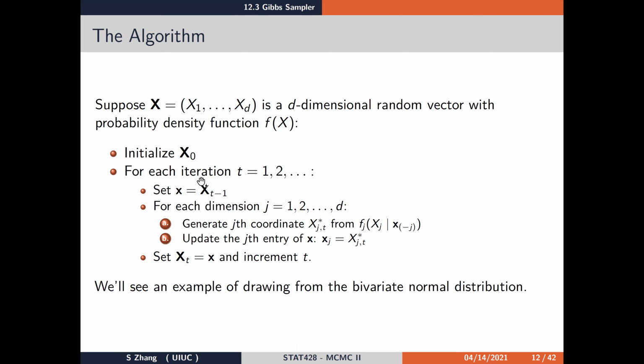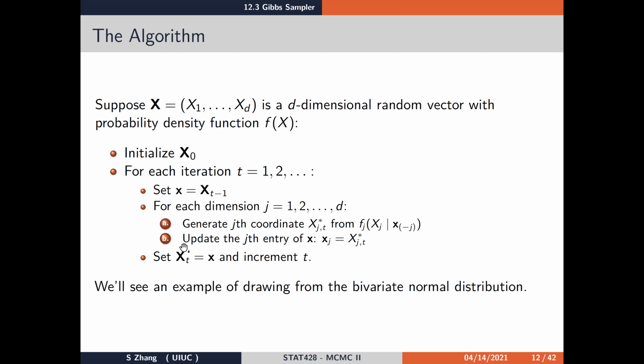For each subsequent iteration t from 1 to some large n, where n is the chain length, we will first set small x to be equal to the last iteration's x. And then for each dimension j from 1 through d, we will generate the jth coordinate x star jt from fj, the conditional distribution of xj given the rest of the entries inside the small x. In other words, depending on the current values of the other dimensions, we will generate the jth coordinate.